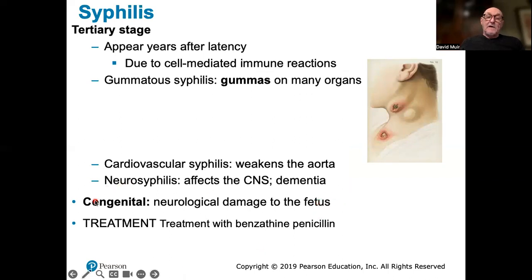There is another really serious effect of infection, and that is that the organism itself can cross the placenta and can cause congenital syphilis in a fetus. And the commonest manifestation of that is severe neurological damage.